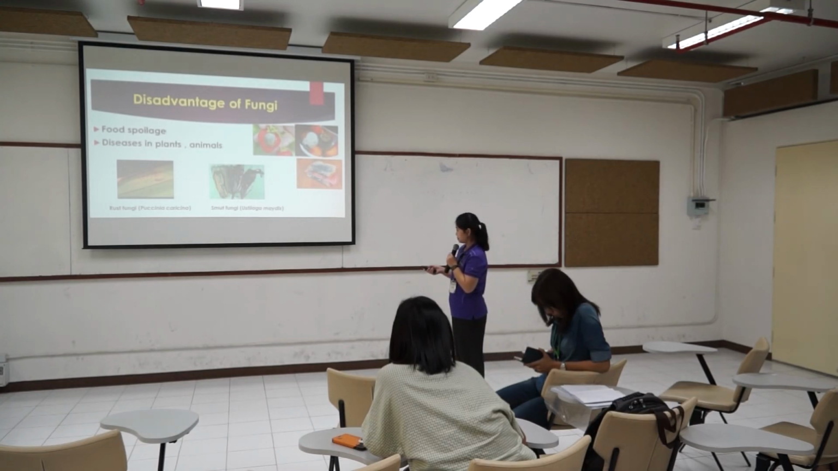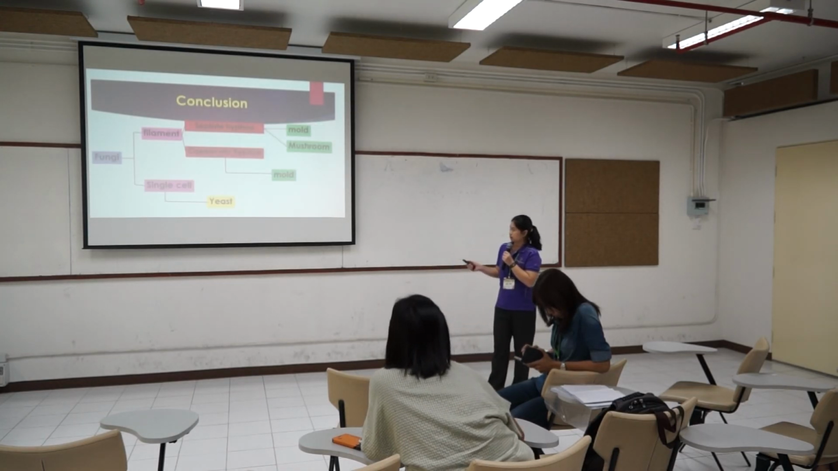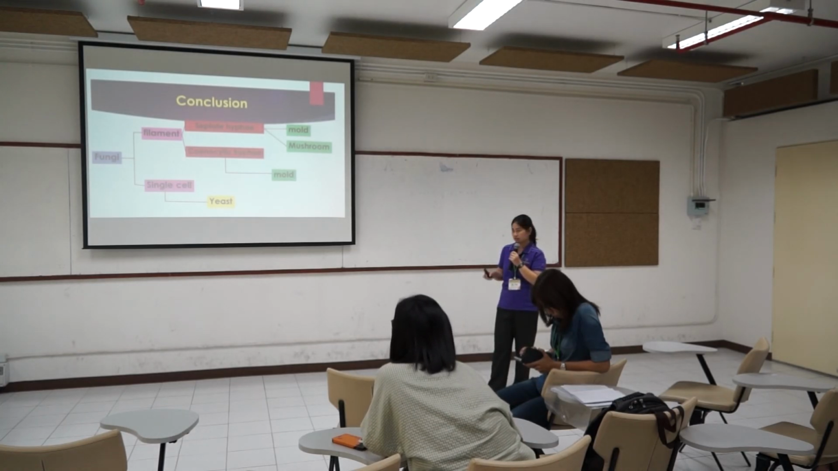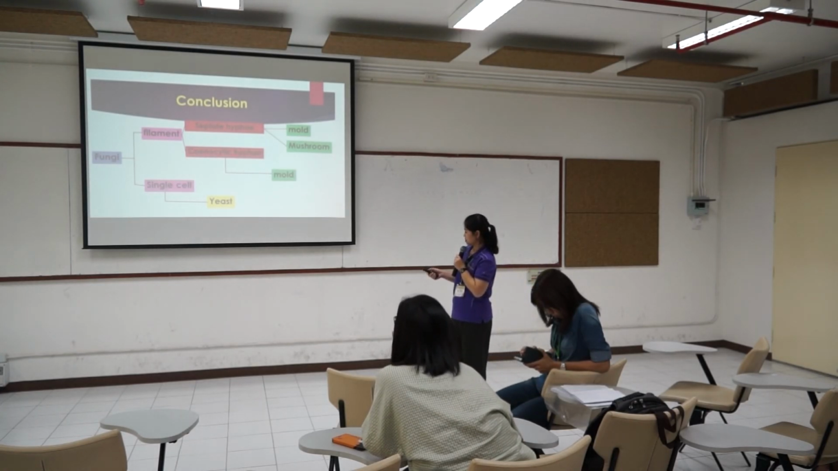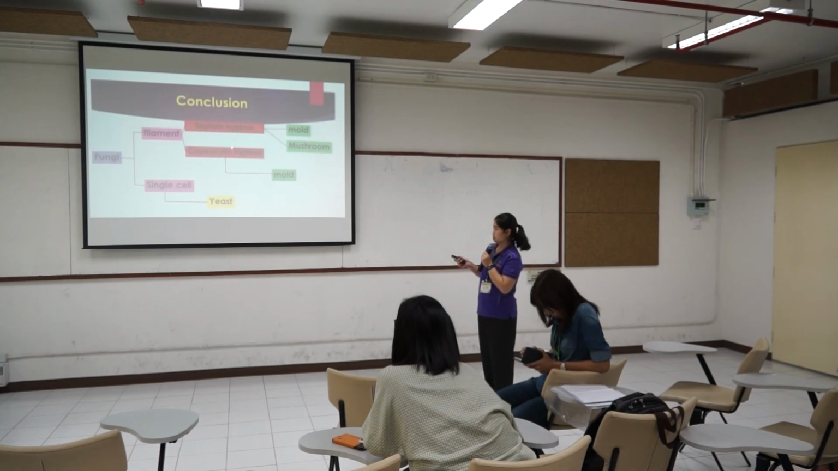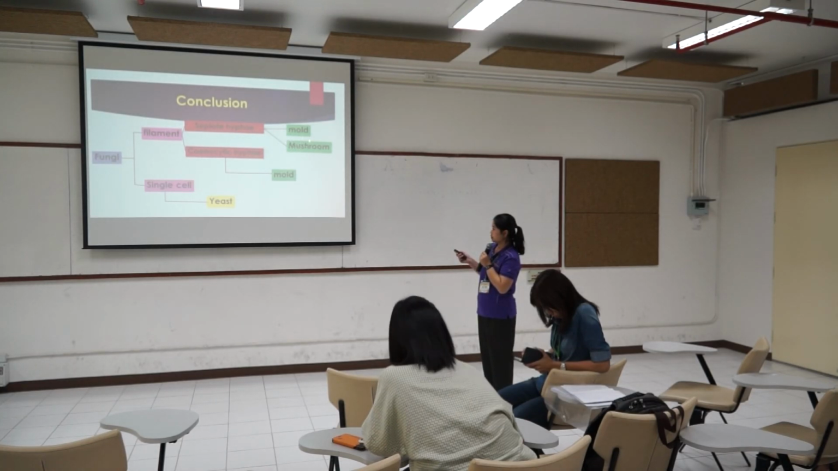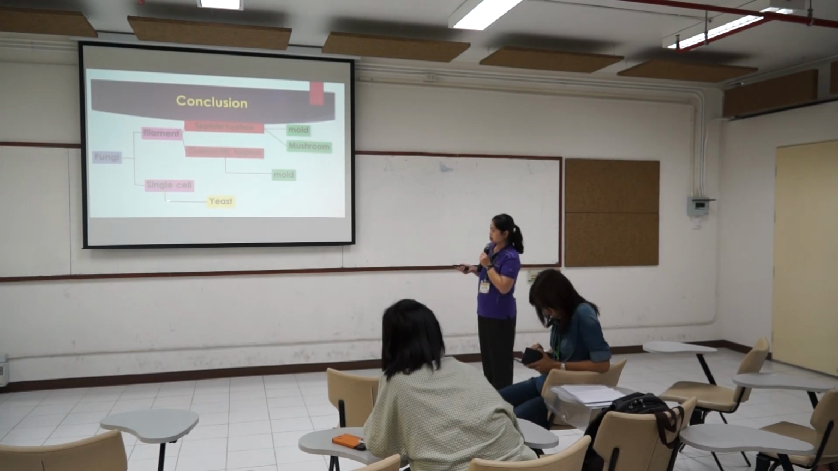Okay, now this is the summary for this lesson. We can conclude that fungi have two forms. First, filament, and second, single cell. The filament we can separate into septate hyphae and cenocytic hyphae. Septate hyphae can be found, for example, in mold and mushroom, and cenocytic hyphae we can find only in mold. In the form of single cell, we find only yeast cells.